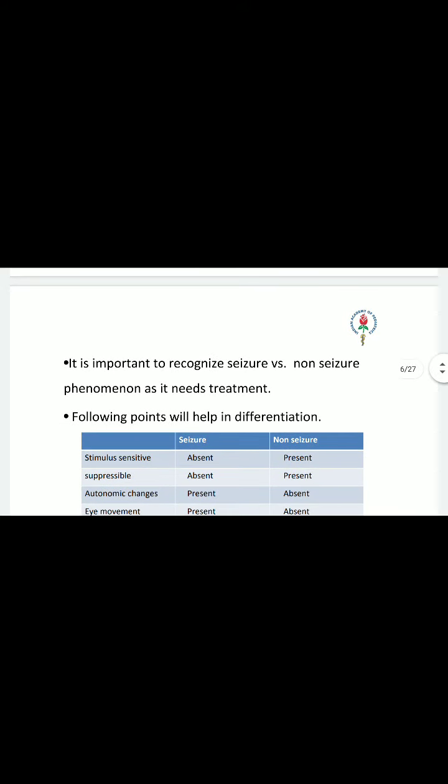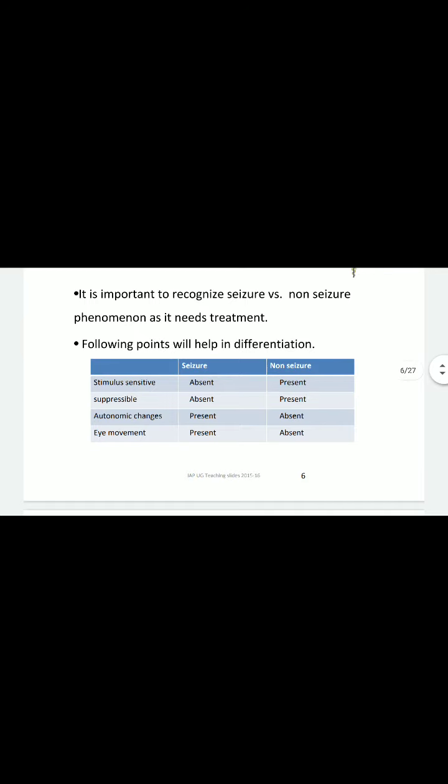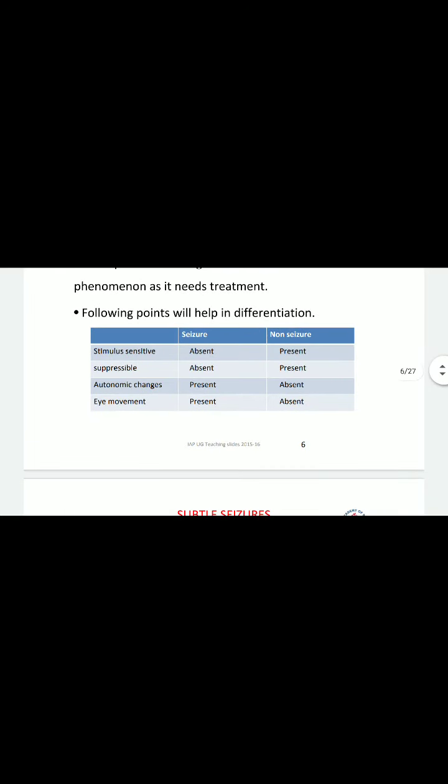It is important to recognize seizure versus non-seizures. Sometimes we mistake non-seizures also for seizures. So how to differentiate seizure from a non-seizure? A seizure does not require any stimulus. Paroxysmal, it occurs on its own. But in a non-seizure, something has happened, for example, if there is a cold, the child starts jittering because of the cold.